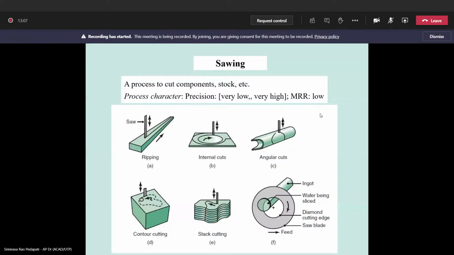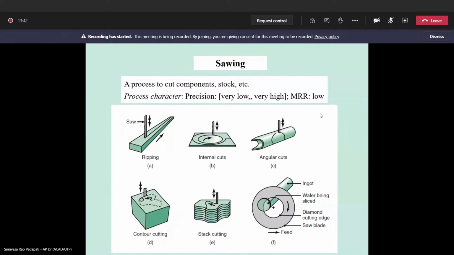Sawing is a simple operation, as you see on the slide. Hope you are able to see the slide. I think so. Sawing is a process to cut components, stock, etc. with a simple saw. That means to make work into two pieces, ripping or internal cut, as is shown in figure B, which is making some kind of a profile, or angular cut in a tube, or contour cutting or snake cutting.